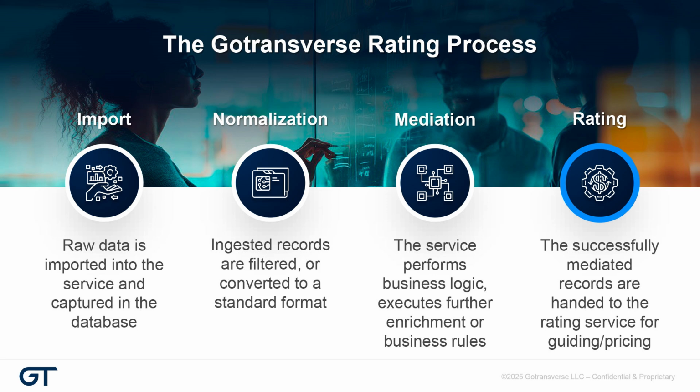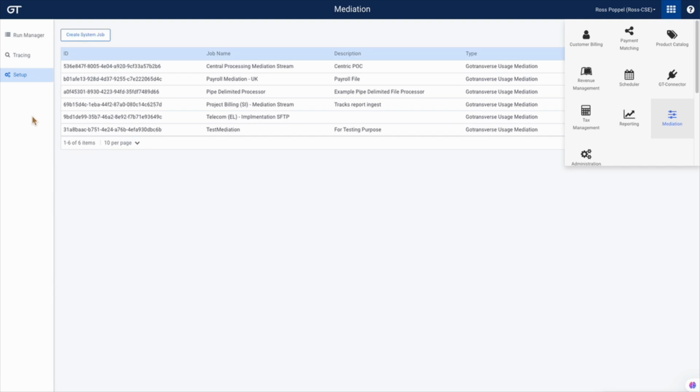for rating and pricing. We get to mediation through the waffle menu, which is bound by our roles and authority service. This brings us to the mediation screen, where the list of available job streams defined by Python or SQL scripts govern normalization and mediation.